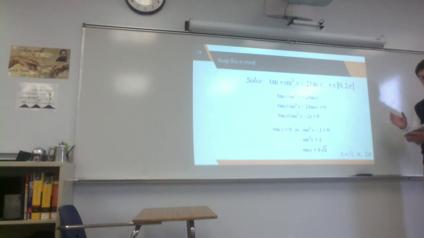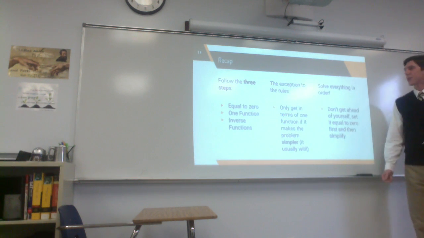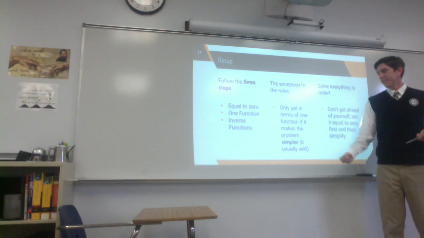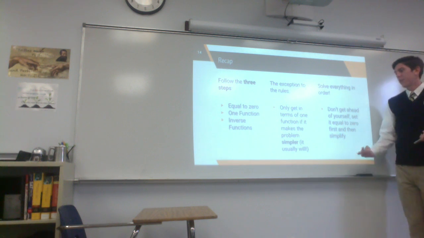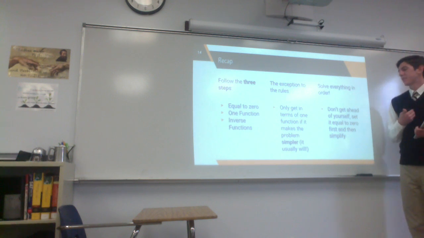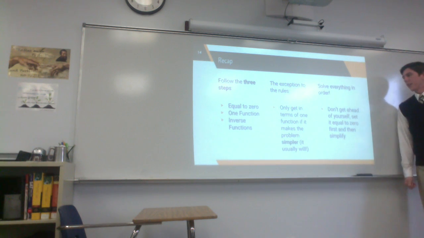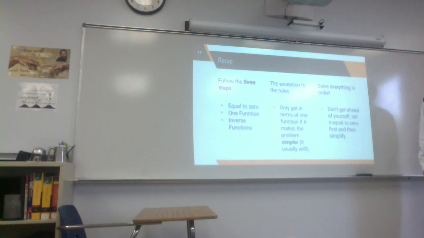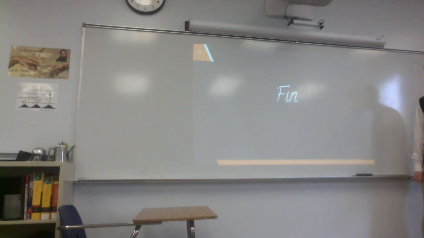So just keep that in mind. Always set it to 0 first if you can. That's the right way. So just to recap quickly, so you guys remember the 3 steps: set it equal to 0, get it in terms of one function, and then use inverse functions to solve. Then there are some exceptions though. You always want to set it to 0 first, the exception is that you don't always have to get it in terms of one trig function if it's easier to do another way. And then solve everything in order like we just said. Don't get ahead of yourself, set it equal to 0, and then simplify it. And that's all.